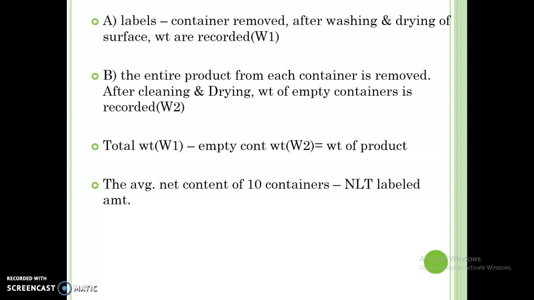Then you have to remove the entire product from the container, clean that container, dry it, and weigh the empty container, that is called W2. So the weight of the product is the total weight W1 minus the empty container weight W2. The average net content of 10 containers should not be less than the labeled amount. What is meant by labeled amount? Labeled amount means what is indicated on the label of your product.